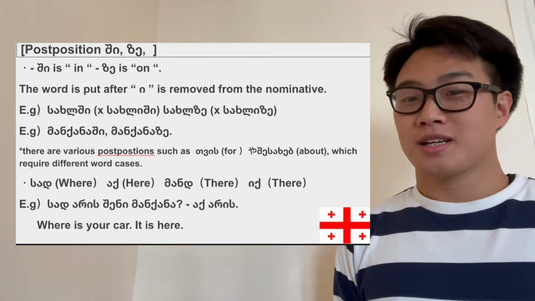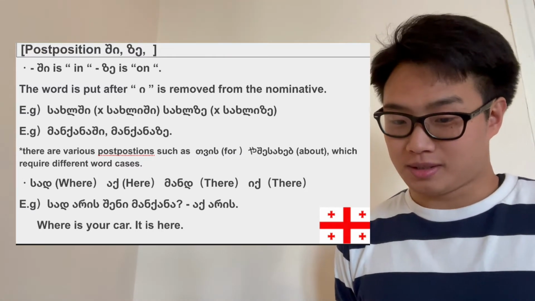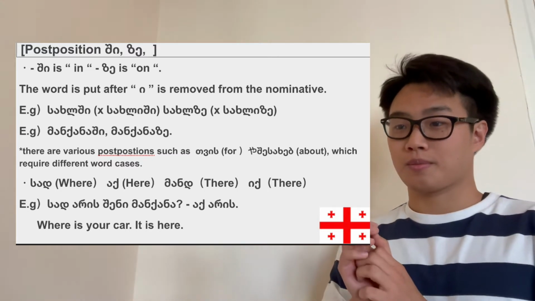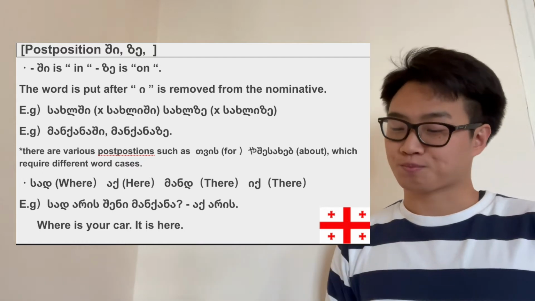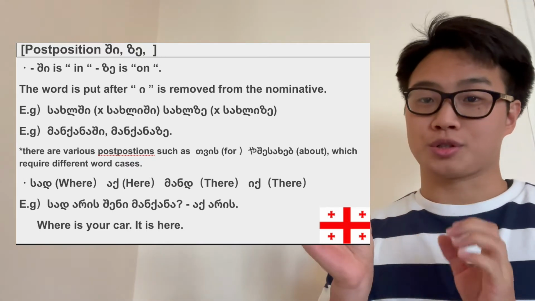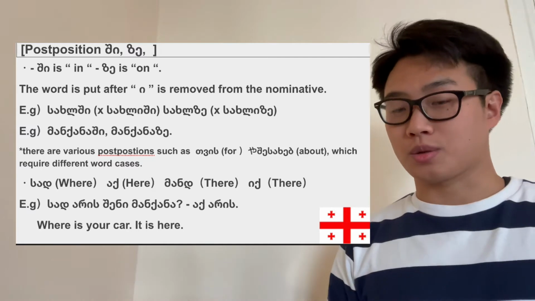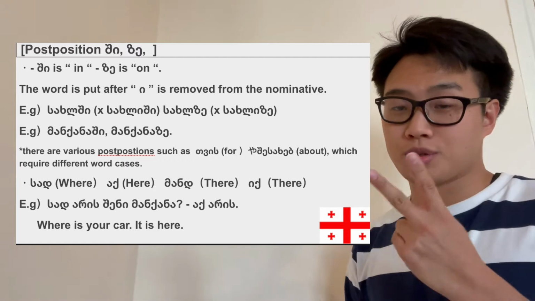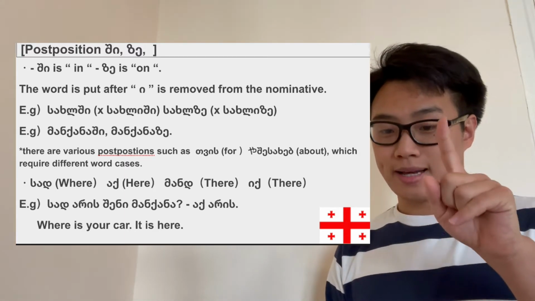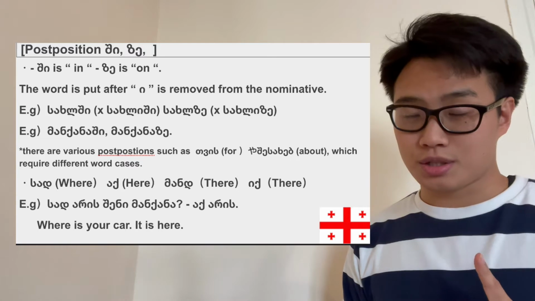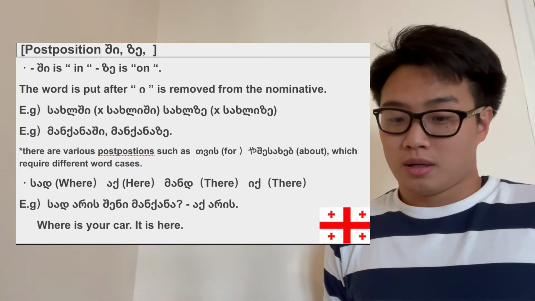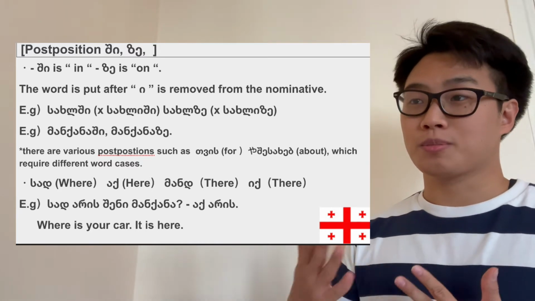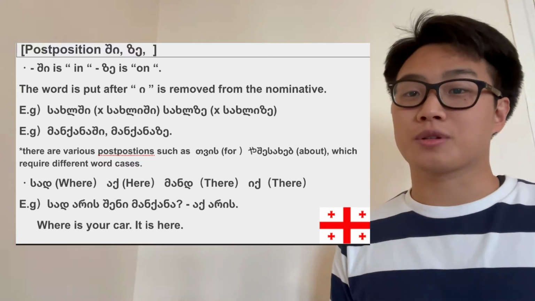So what is a postposition? It's literally post-position. You put those postpositions after a word. That's why it's called a postposition. For example, we are going to learn two Georgian postpositions in this video: shi and ze. Shi means in English, and ze means on. As they are postpositions, you have to put them after a word.